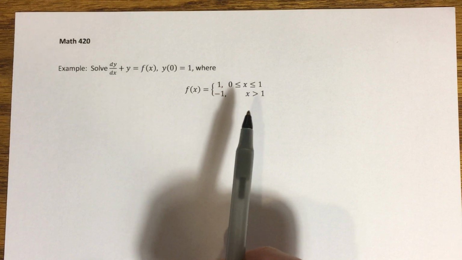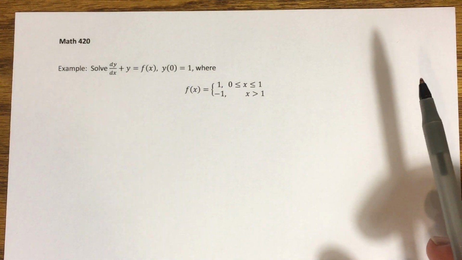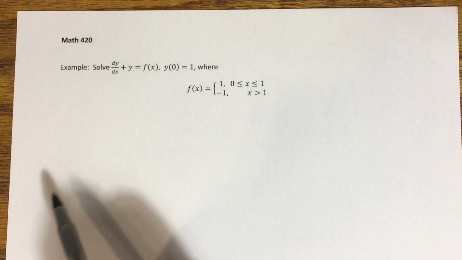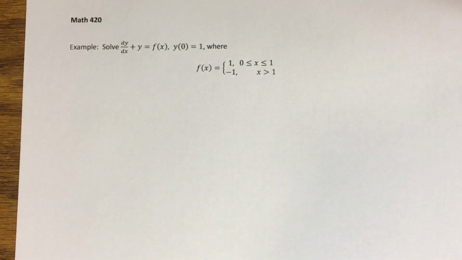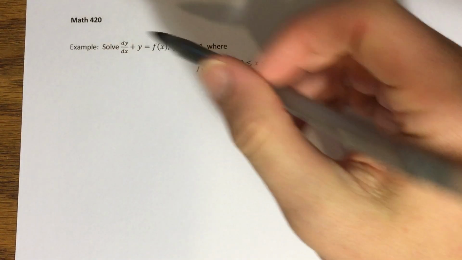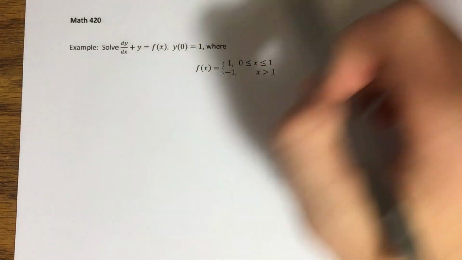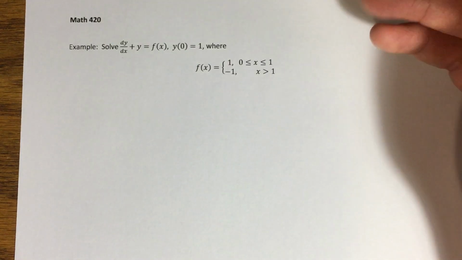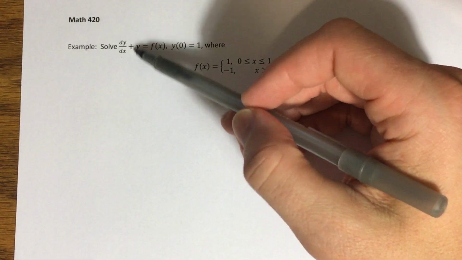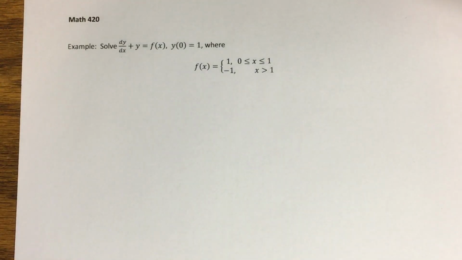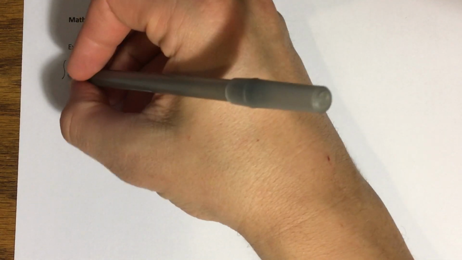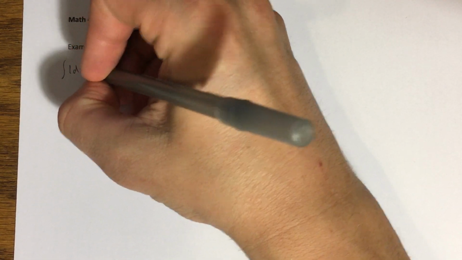How do you solve a linear DE like this when your f of x function is defined piecewise, the way this is? Well, let's investigate. So first of all, this is a linear equation. It's in the same form that we want it to be in to find an integrating factor. Notice p of x is 1. That's the coefficient on my y here. So to find our integrating factor, we're going to integrate 1 dx, which is just x.